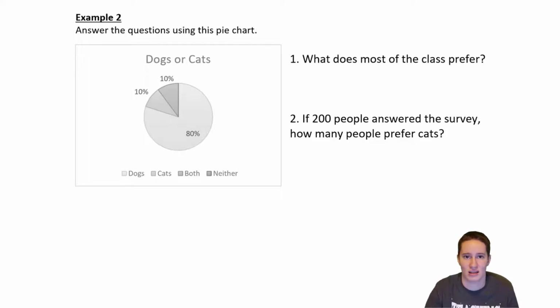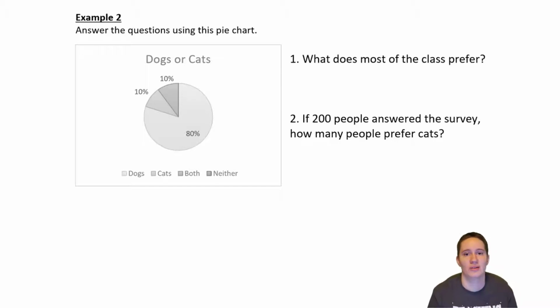So I asked the class, do you prefer dogs, cats, both, or neither? It's a little bit trickier when it's in grayscale like this, but our Math UC workbook is in black and white. So I thought it would be helpful for us to get a feel for what that looks like, even if it's more fun in color.